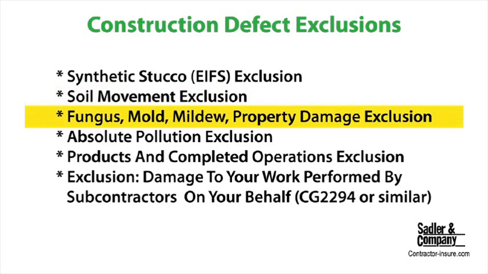The fungus, mold, and mildew exclusion was added almost immediately when the toxic mold lawsuits began to appear. This exclusion effectively cut off the builder's general liability policy as a funding source for plaintiff attorneys looking to make toxic mold the next EIFS gravy train.